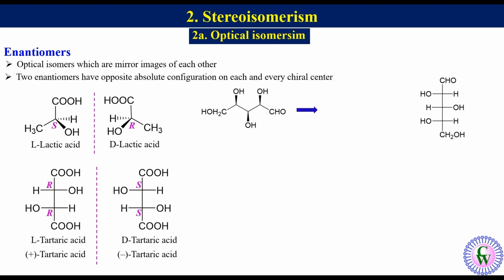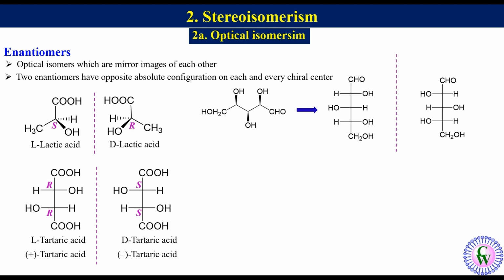Then it will become like this. Now we can see that these two are mirror images of each other. So these are enantiomers. In the second method, we will assign the configuration on each chiral center.